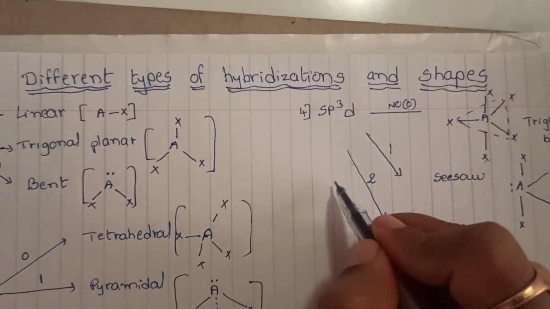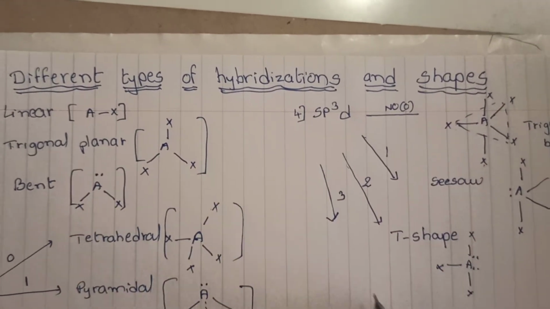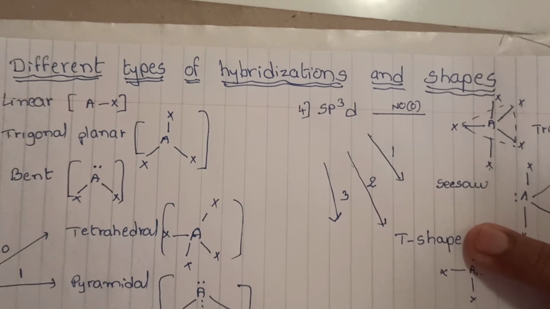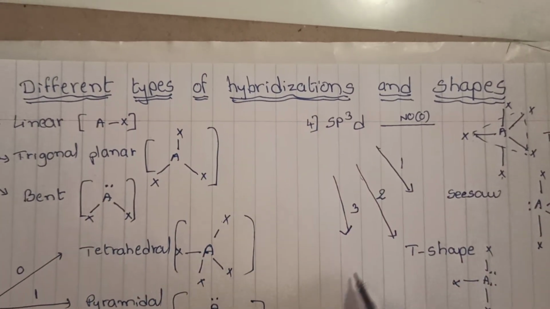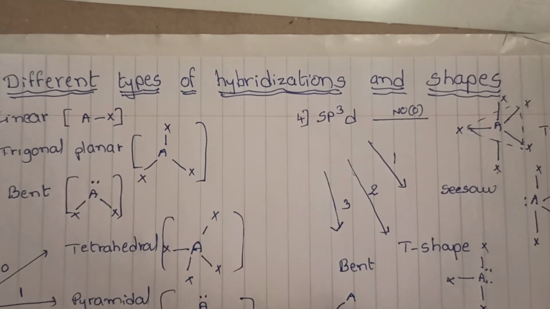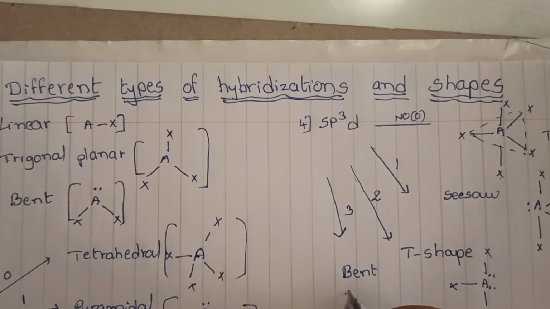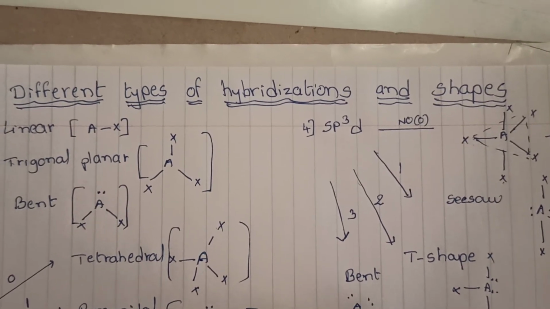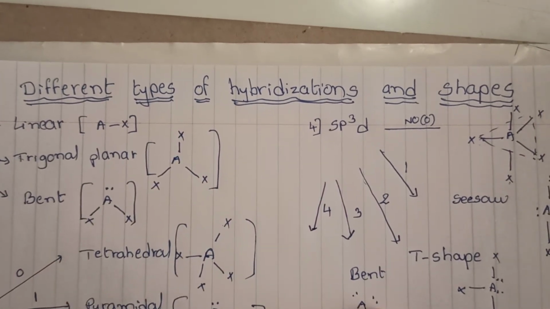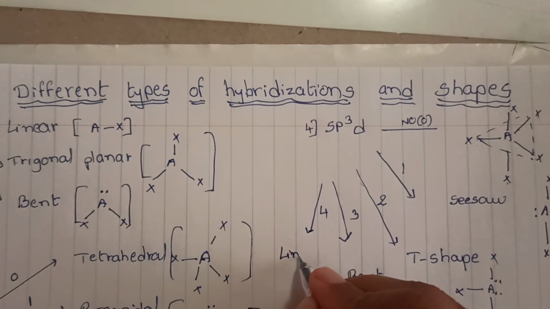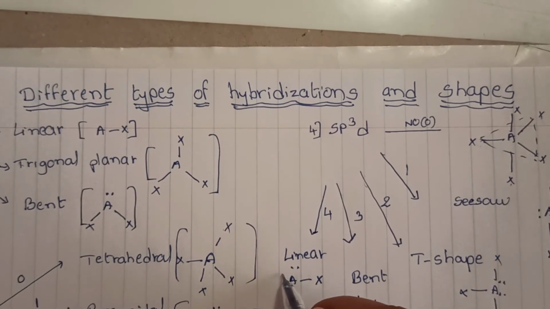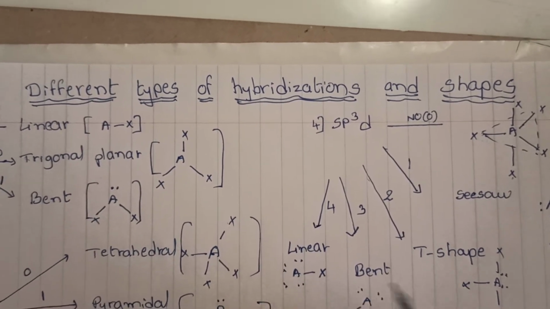And further, there are three lone pairs. Then the shape of the molecule is becoming, see, one more position you just avoid, then it becomes bent. How many lone pairs are now on the central atom? There are three lone pairs. And if there are four lone pairs, then one more position you have to remove, then it becomes linear. So the molecule shape becomes linear. There are four lone pairs now on the central atom.